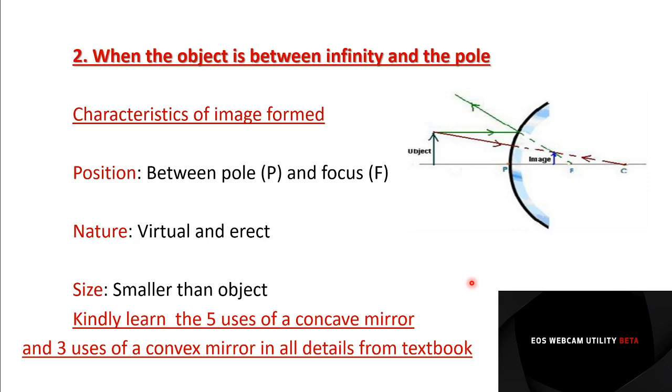Okay. Then next, when the object is between infinity and the pole, right? Between infinity and the pole. So we are not going to take different positions, because all types of positions will form the same kind of image. So we don't have to draw so many like what we did in the case of a concave mirror. Okay, so what happened here? We take the object anywhere between infinity and the pole.